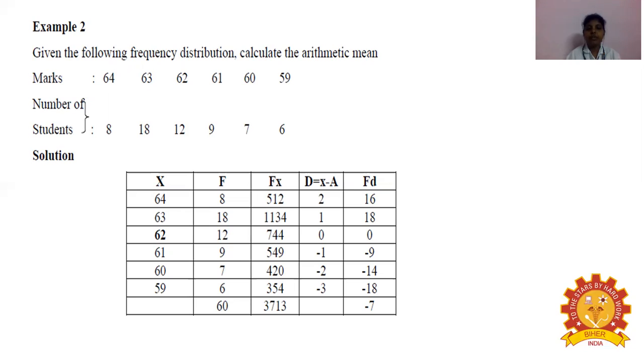Last column, f into d. Multiply the f column into the d column, corresponding values of f and d. First value is 8 into 2, that is 16. 18 into 1 is 18. 12 into 0 equal to 0. 9 into minus 1 equal to minus 9. 7 into minus 2 equal to minus 14. 6 into minus 3 equal to minus 18.